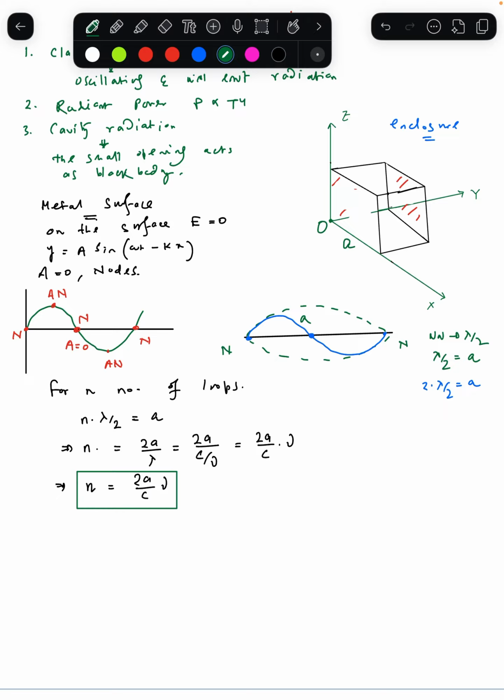There is one more thing you have to take into consideration: since we are talking about this wall and this backside wall, their electromagnetic wave will have two different modes of vibration.